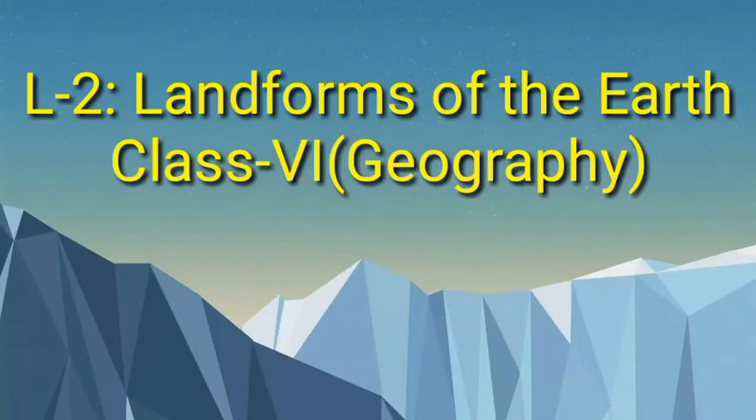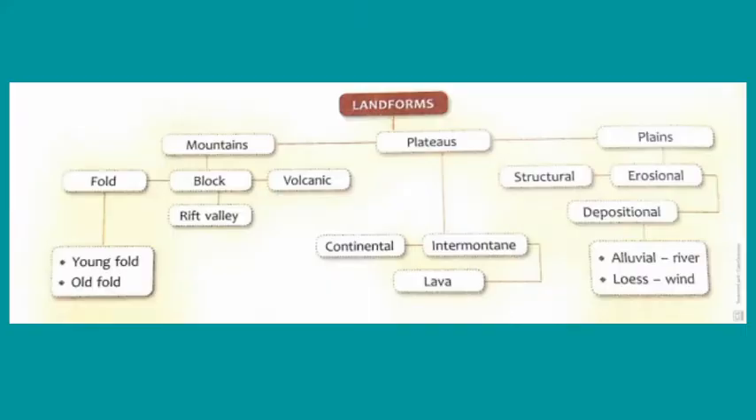Today we are going to learn lesson 2 Landforms of the Earth, class 6 Geography. Observe the flowchart, children. In this lesson we are going to learn the three major landforms of the Earth: mountains, plateaus and plains. Under mountains we are going to learn about the fold, block and volcanic.